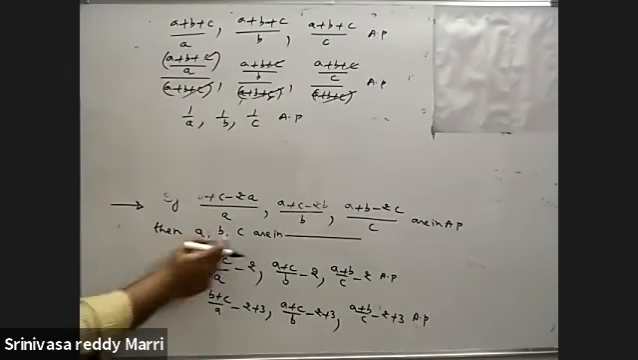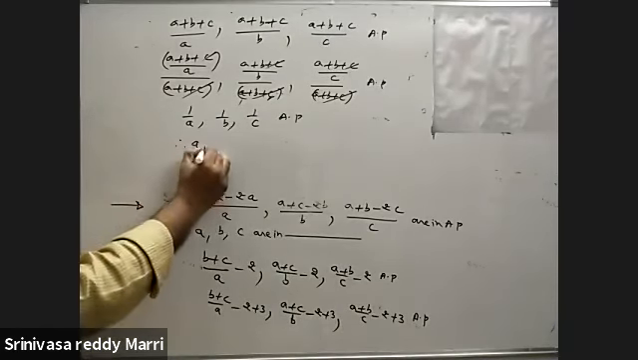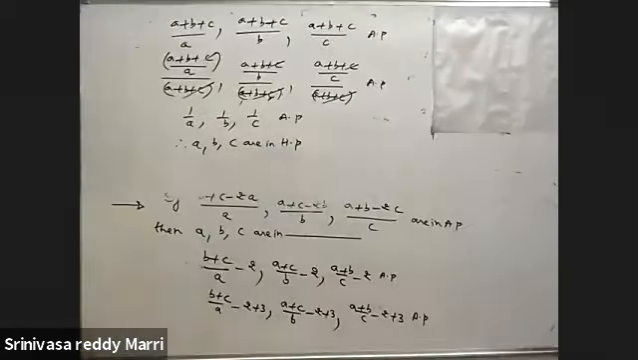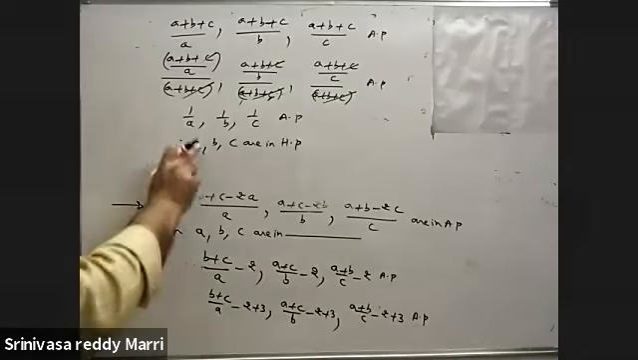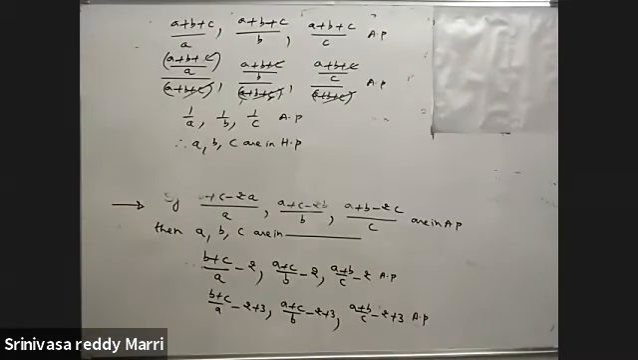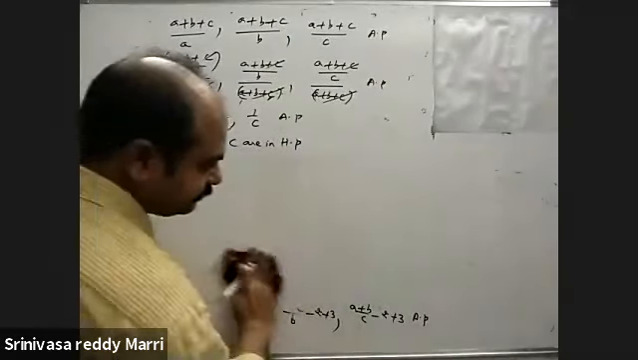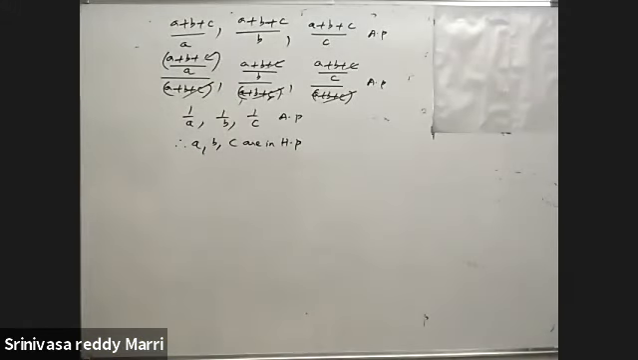Now he is asking, A, B, C are in which progression? Therefore, A, B, C are in harmonic progression. If the numbers are in AP, then the reciprocals will be in harmonic progression. The next progression after AP will be harmonic progression. Remember, when the numbers are in AP, their reciprocals will be in harmonic progression. Using the property, you can check whether they are in AP, HP or GP. By using the property, it will be easy. Otherwise, it will be difficult to solve the problem.